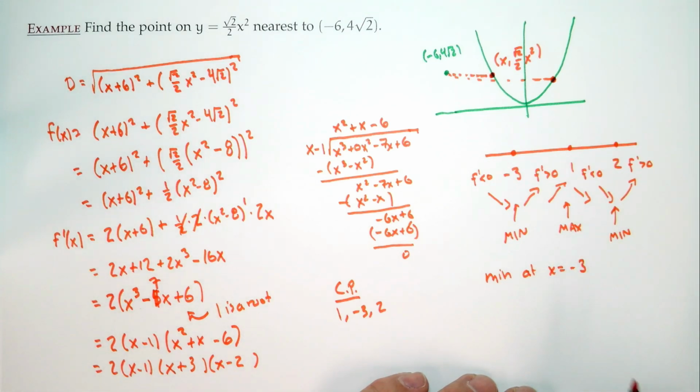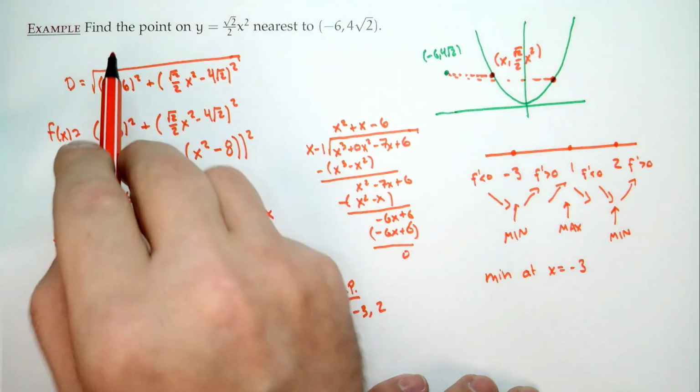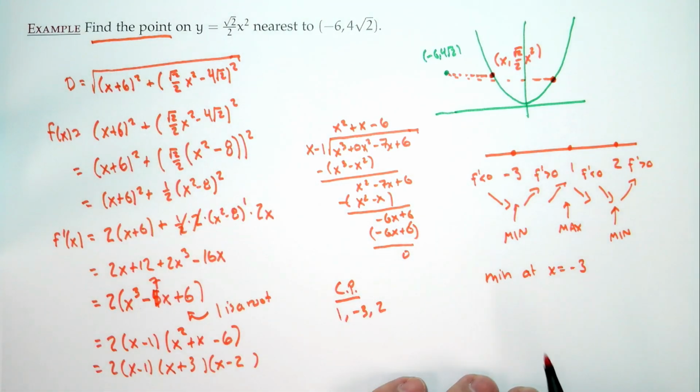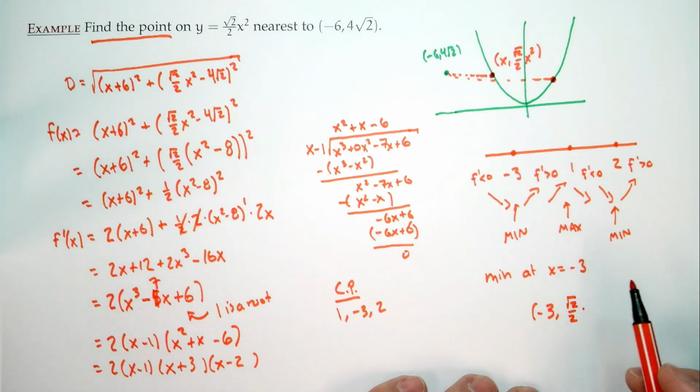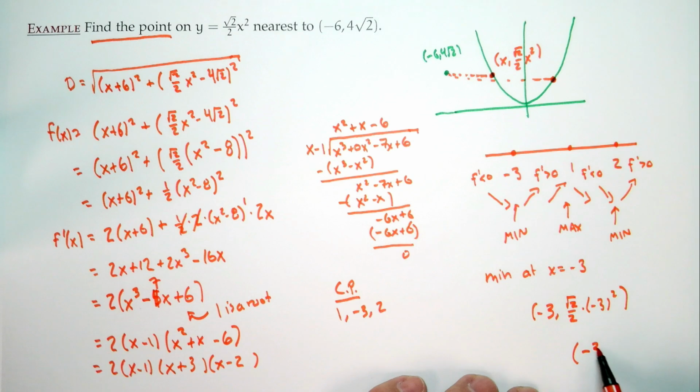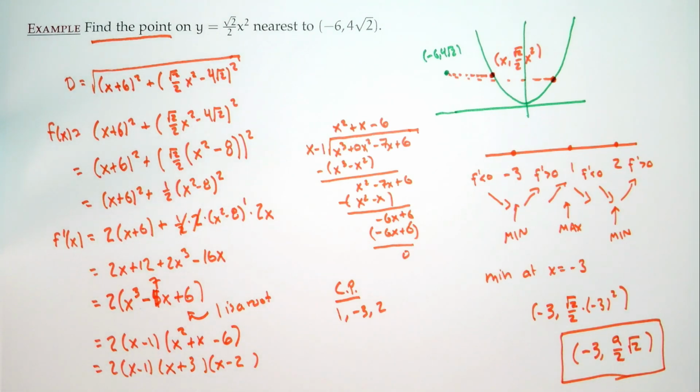Okay, so if that's where the min happens, what's the point? Because remember, we've got to answer the question that was asked. In this case, it was, what's the point? So the nearest point would be negative 3, comma, square root of 2 over 2 times negative 3 squared. Or, if we clean up just a little bit, negative 3, 9/2 square root of 2. And that is the point on the parabola closest to the point that was given to us.